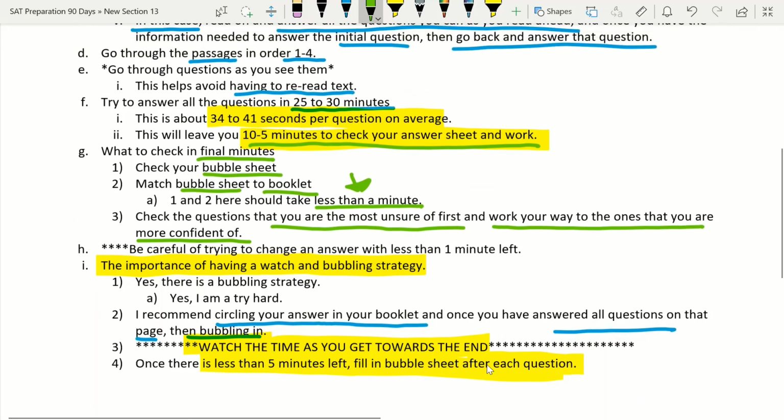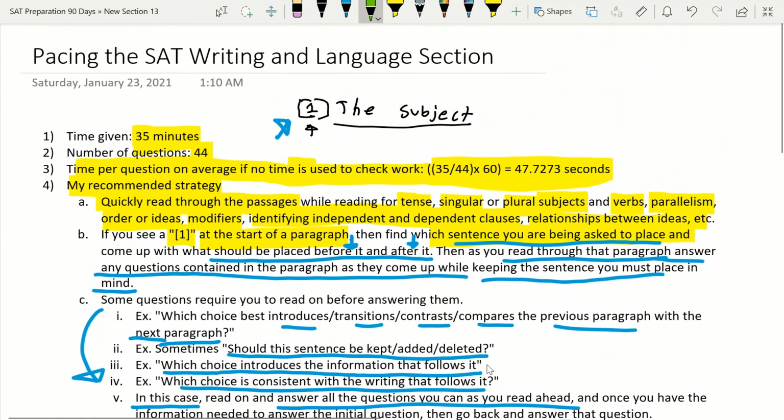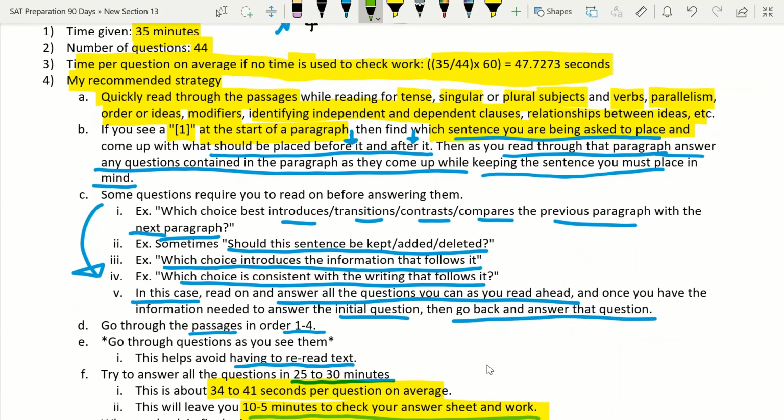So that pretty much takes us through the SAT writing and language pacing guide that I have. It's different than the SAT math, math with calculator and math without calculator, in that it doesn't really have question difficulties getting more and more difficult as you read through the section. It's more so just being able to identify strategies that you can use to save time. One of the strategies I talked about in outline B was, if you see that number 1 at the start of a paragraph, that means you're asked to place a sentence. Then you're going to want to find the sentence you want to place, come up with what should come before it and after it, and use that to place the sentence as you read through your passage.